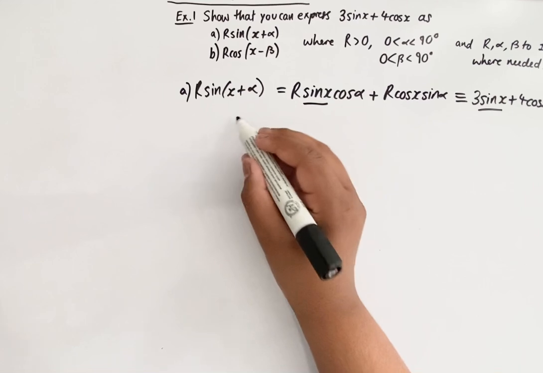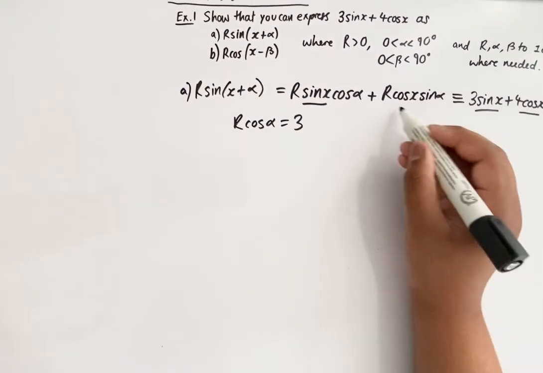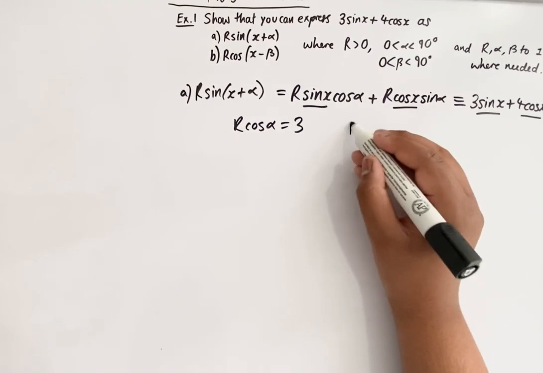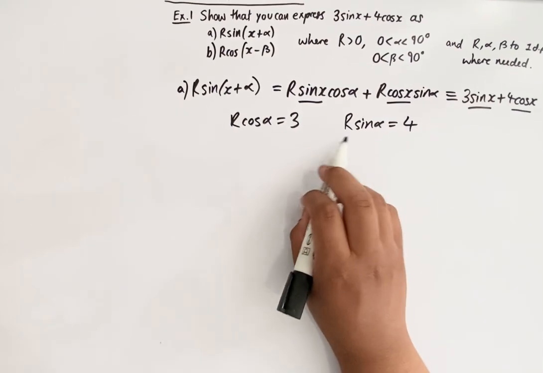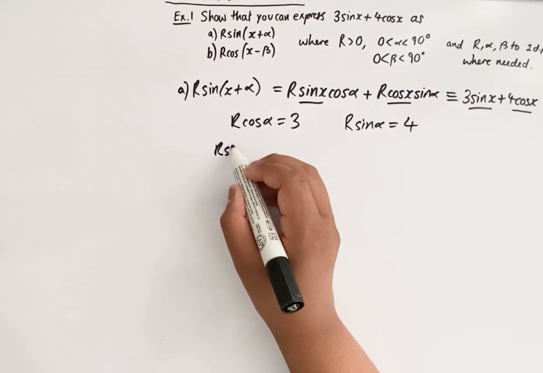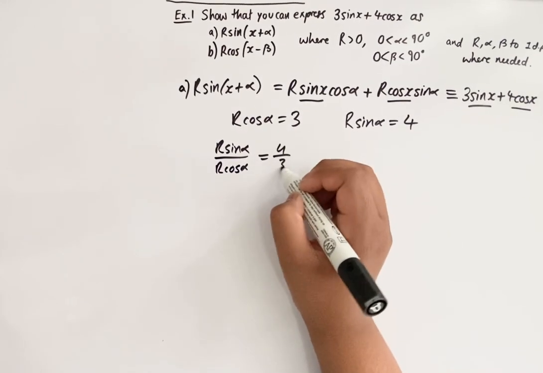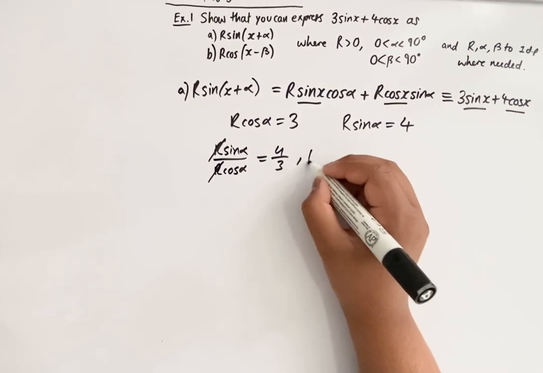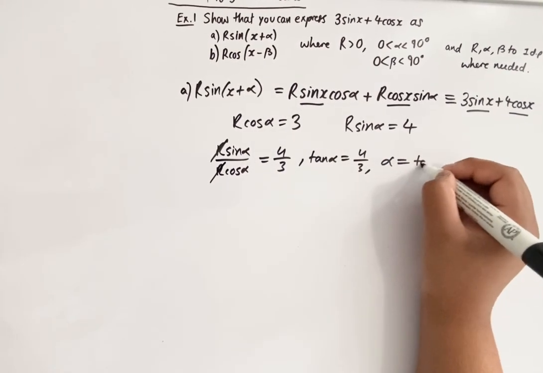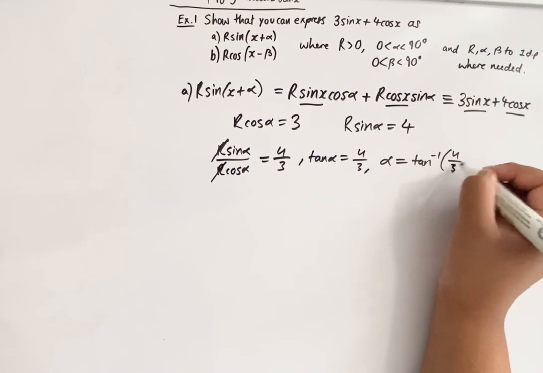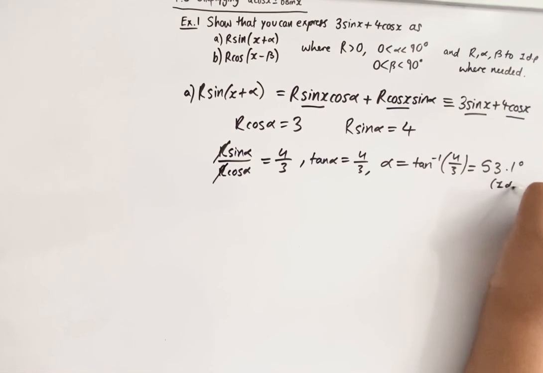So r times cos alpha is equal to 3. And here we see we have a cos x, so r sine alpha is equal to 4. If we divide this by this, we get r sine alpha over r cos alpha is equal to 4/3. The r's cancel, and we get tan alpha is equal to 4/3. So alpha is the inverse tan of 4/3, which is about 53.1 degrees to 1 dp.